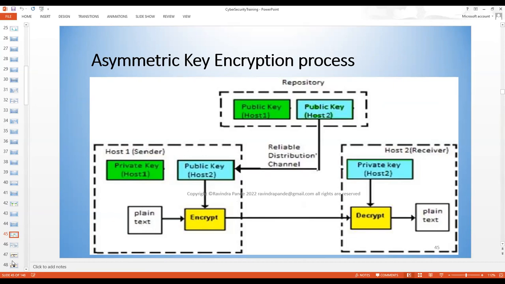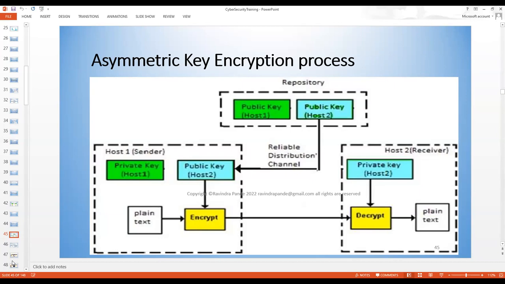So, sir, has host 2 received a public key from host 1? The diagram for me is kind of flowing, and I got lost from the repository to host 1.